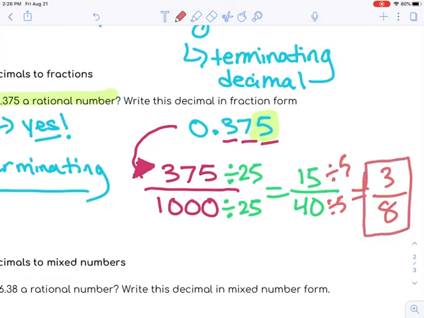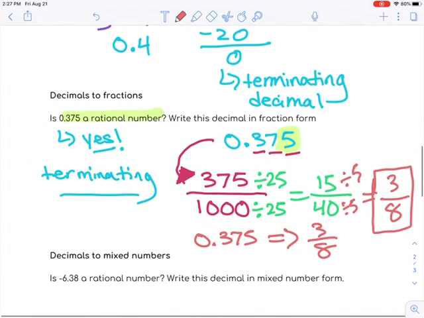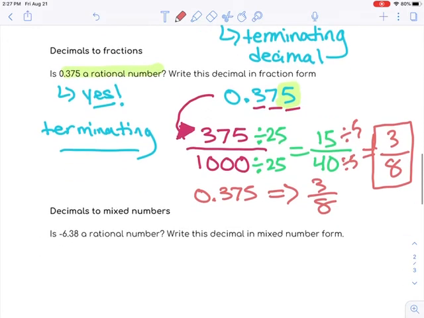So my fraction equivalent, 0.375, can be written as 3/8. So yes, it is a rational number because I can write it in fraction form, and my fraction is 3/8.